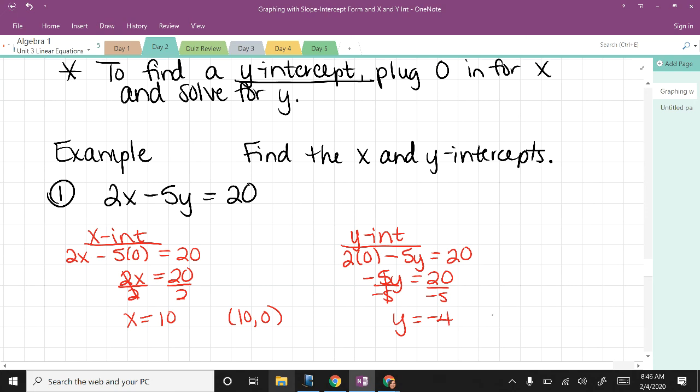Now that's the y-intercept, so it's crossing the y-axis, so the point is (0, -4). So negative 4 goes in the y spot and 0 for the x. Does that make sense? We're going to leave them separate right now. In a second, we're going to graph using them. But if it just says find the x and y intercepts, that's how you do it algebraically. Put 0 in for the opposite term.